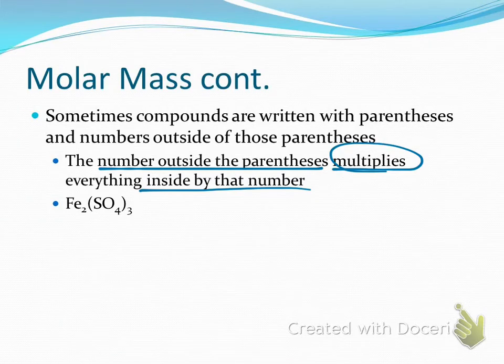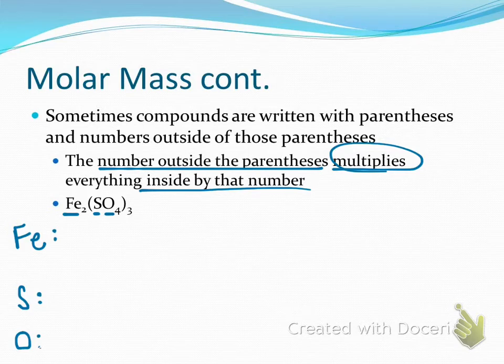So let's start looking at this molecule. It's called iron sulfate. How many different elements do we have in this compound? What are the different elements we have? There's 3 different ones, right? Fe, S, and O, right? Every time we get a capital letter, that means that's a different element, okay? So iron, sulfur, and oxygen. Okay, those are our 3 different elements here.